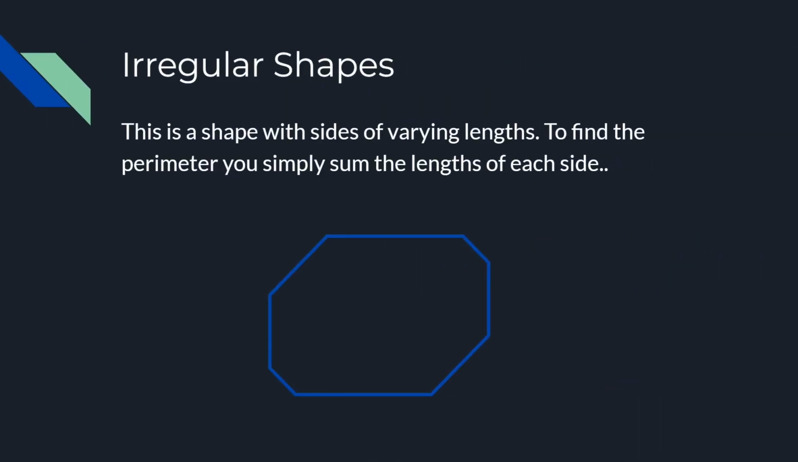For irregular shapes, we calculate the perimeter a little differently. We can't multiply by a certain amount to get the perimeter. Since irregular shapes have sides that are not always equal, we need to add up the length of each side individually. So we will add the lengths of each of the sides here to get the perimeter of this shape.